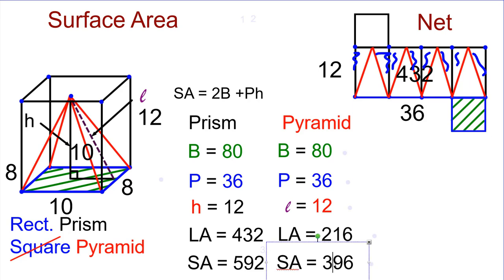That's not right. Yeah, it's because I calculated the other one wrong. So that's going to be 296. Yeah, so 296. Okay, so when we add 80, the one base, to the lateral area, that's going to give us 296. Notice the difference between these two. So the lateral areas are half. The total surface area is half because we added half as many bases. So what's the relationship between the surface area of a pyramid and the surface area of a prism?